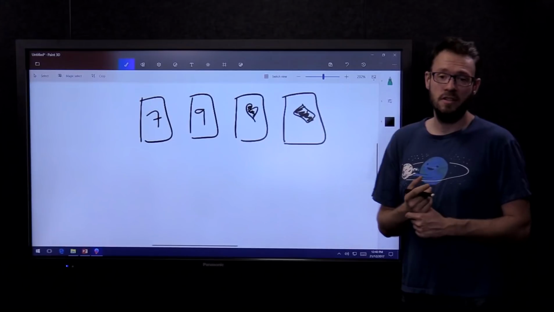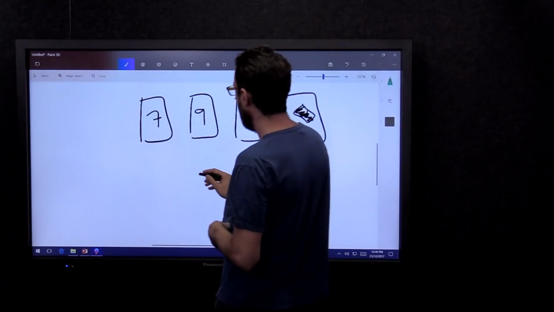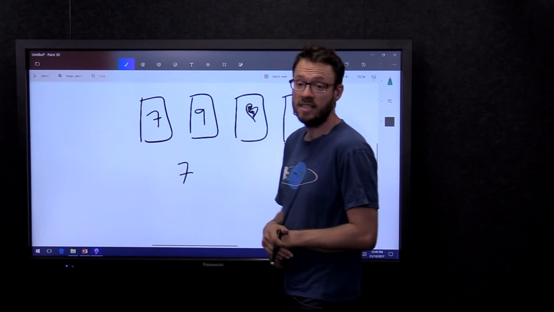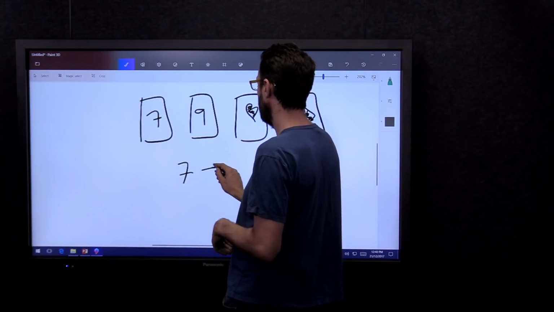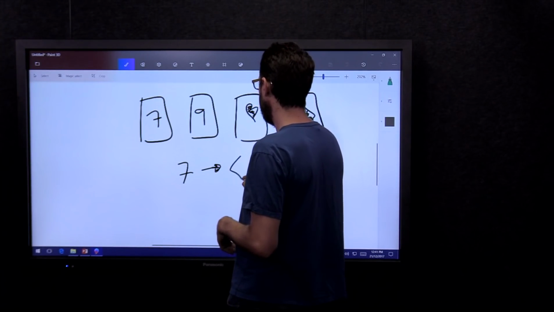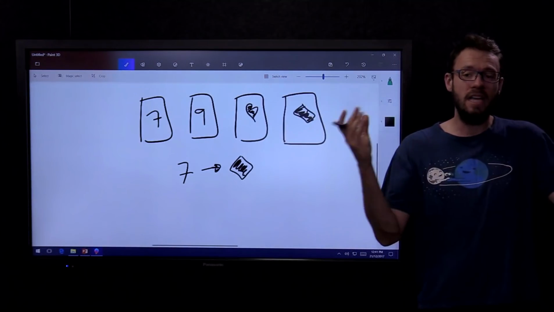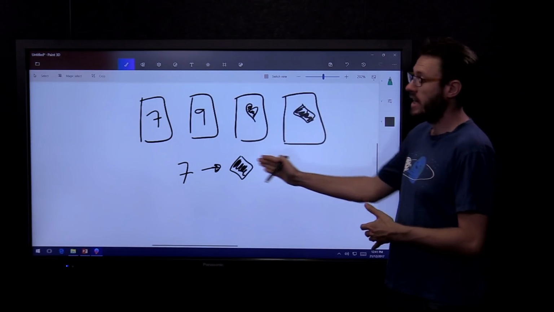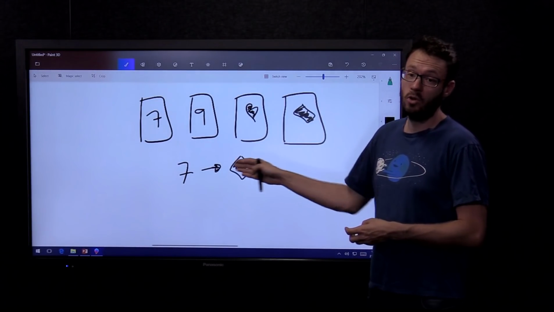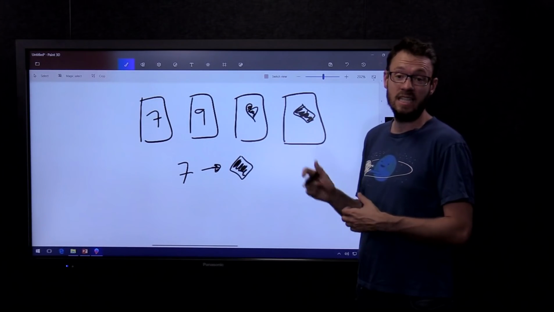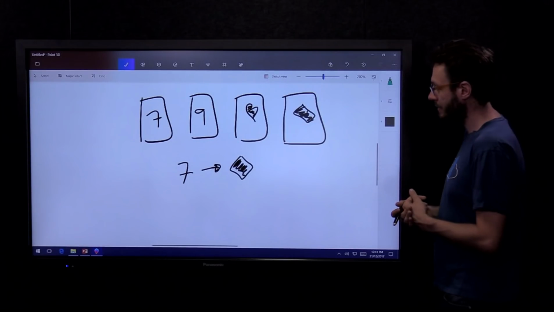Now this time what I'm going to do is I'm going to check the conditional that if a card has a 7 on one side, then it has a diamond on the other side. Now, how many cards do I need to turn over in order to work out whether this conditional, in order to rule it out that this conditional is false, with respect to these cards? So let's go card by card.